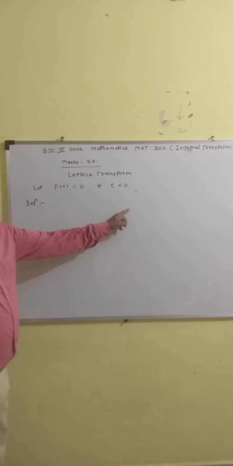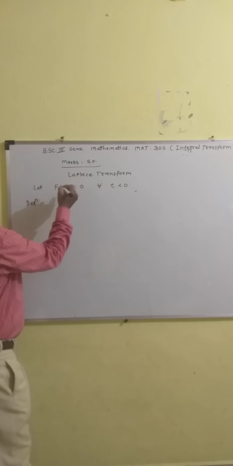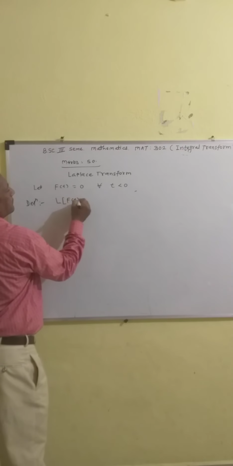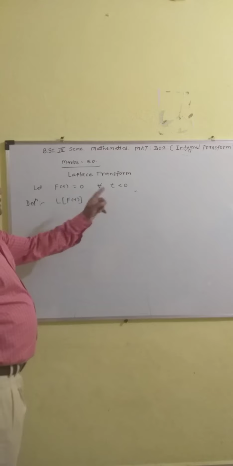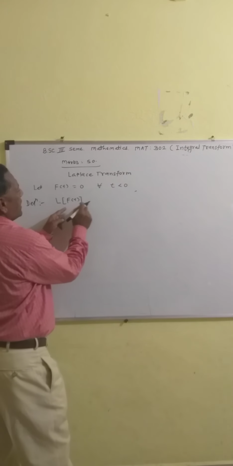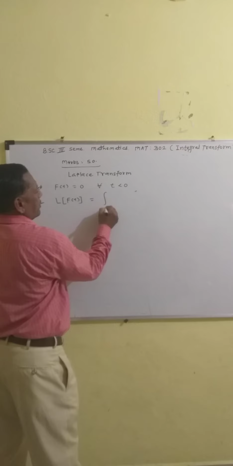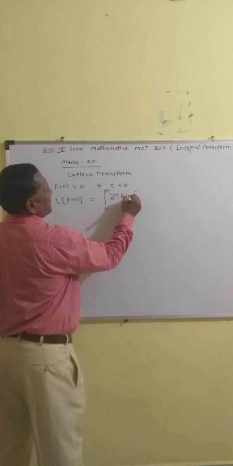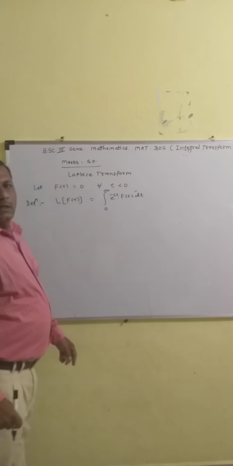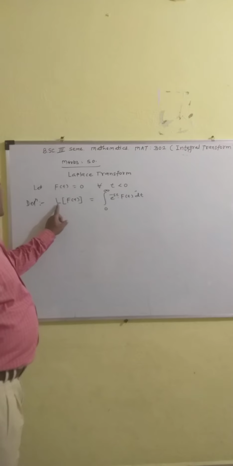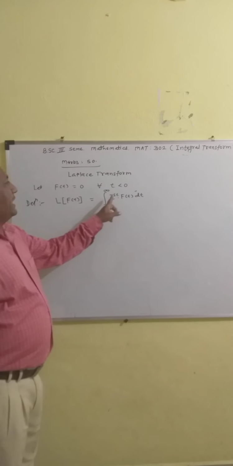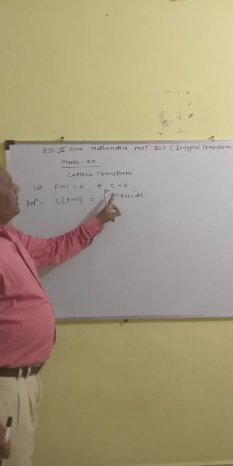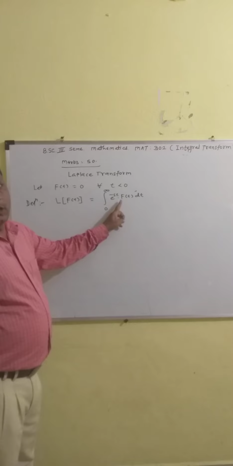if f of t is a real valued function, then the Laplace transform of f of t is denoted by L of f of t, and it is defined as, or it is given by, L of f of t is equal to the integration going from 0 to infinity e raised to minus st into f of t dt. Here L is the Laplace operator and s is the parameter. It can be positive or negative, but we always take s as a positive number.